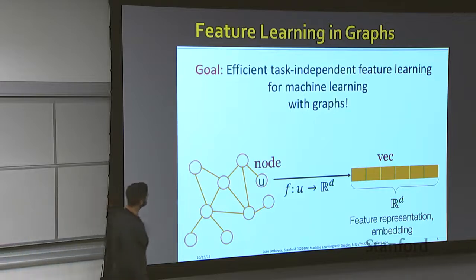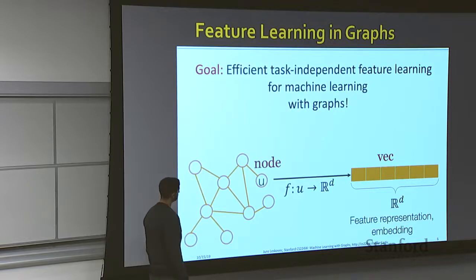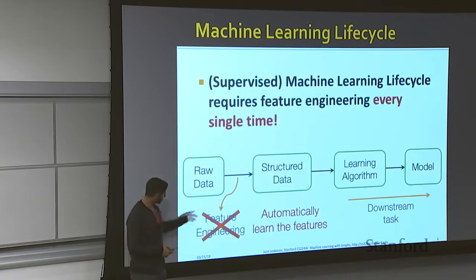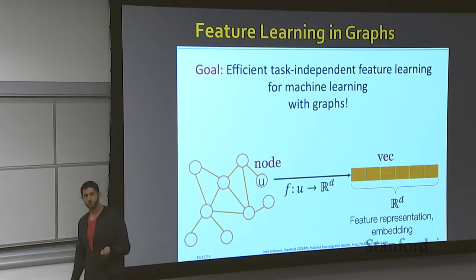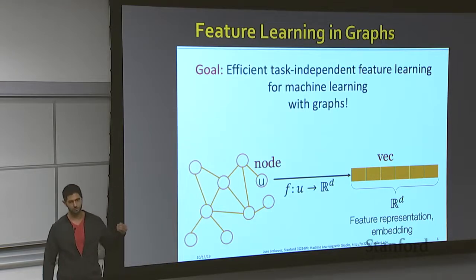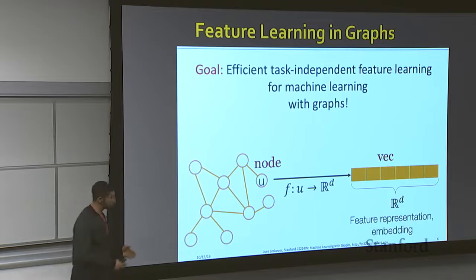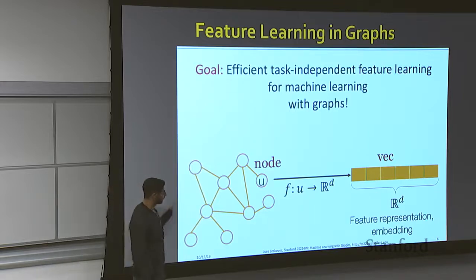So this is basically what we want to do. We want to have an efficient and task-independent feature learning for our machine learning with graphs. First of all, we want it to be efficient, right? So we don't want to waste all the time that I was mentioning before to do the feature engineering. And at the same time, we want it to be task independent. So regardless of what your downstream task is, ideally we would like to have just one pipeline to do this automatic feature extraction.